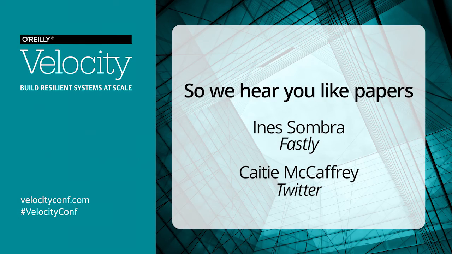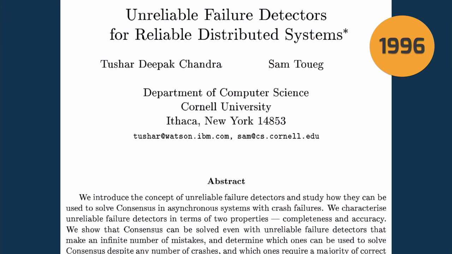In 1996, a beacon of hope came about a decade later in this really seminal paper called Unreliable Failure Detectors for Reliable Distributed Systems. What this set out to do is give us a practical solution to consensus. It doesn't overturn the FLP result, but it does give us the ability to get machines to agree in a practical, realistic way so that we can solve problems and build real systems, which is why we're all here today.